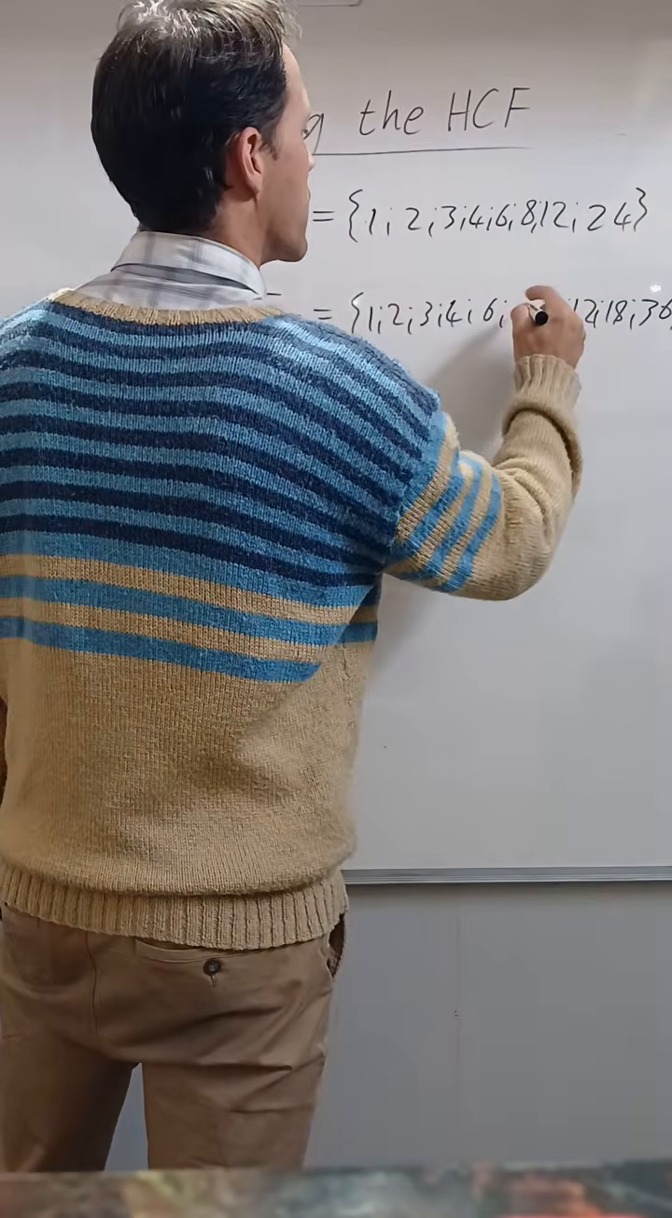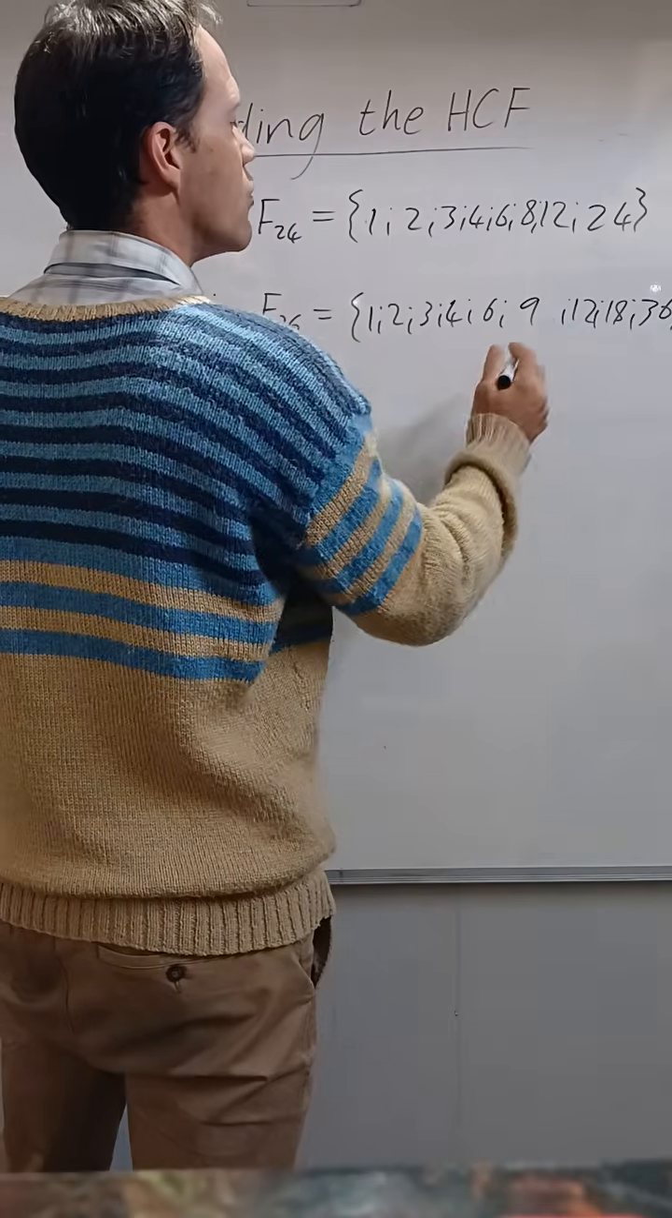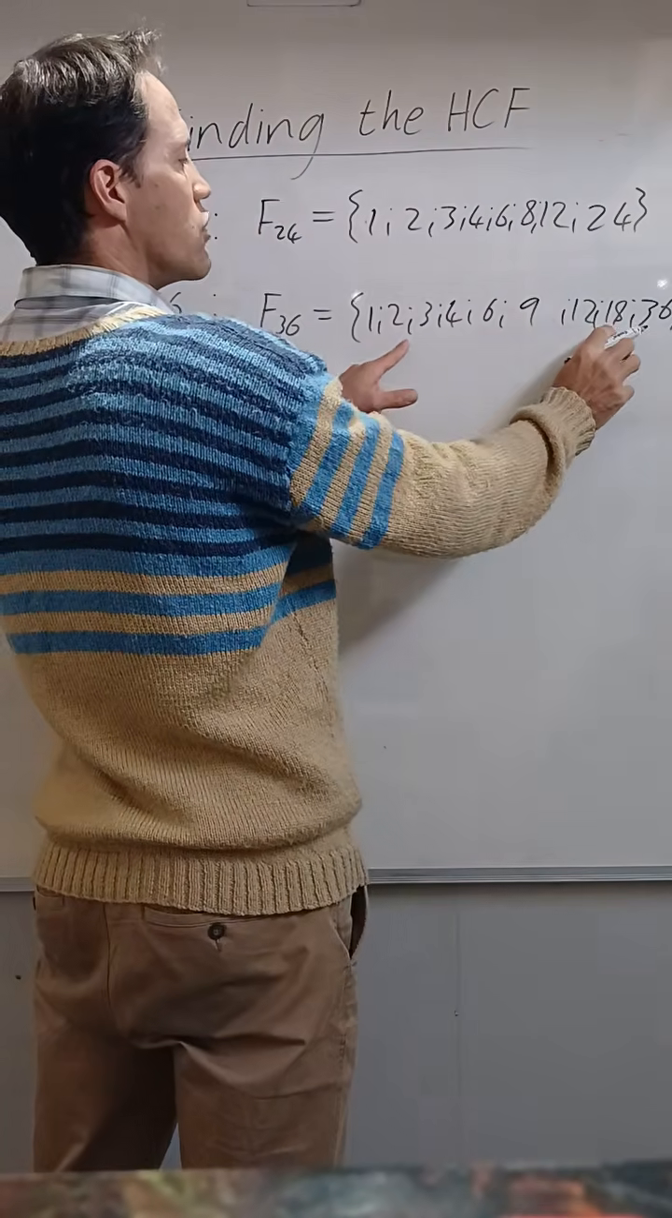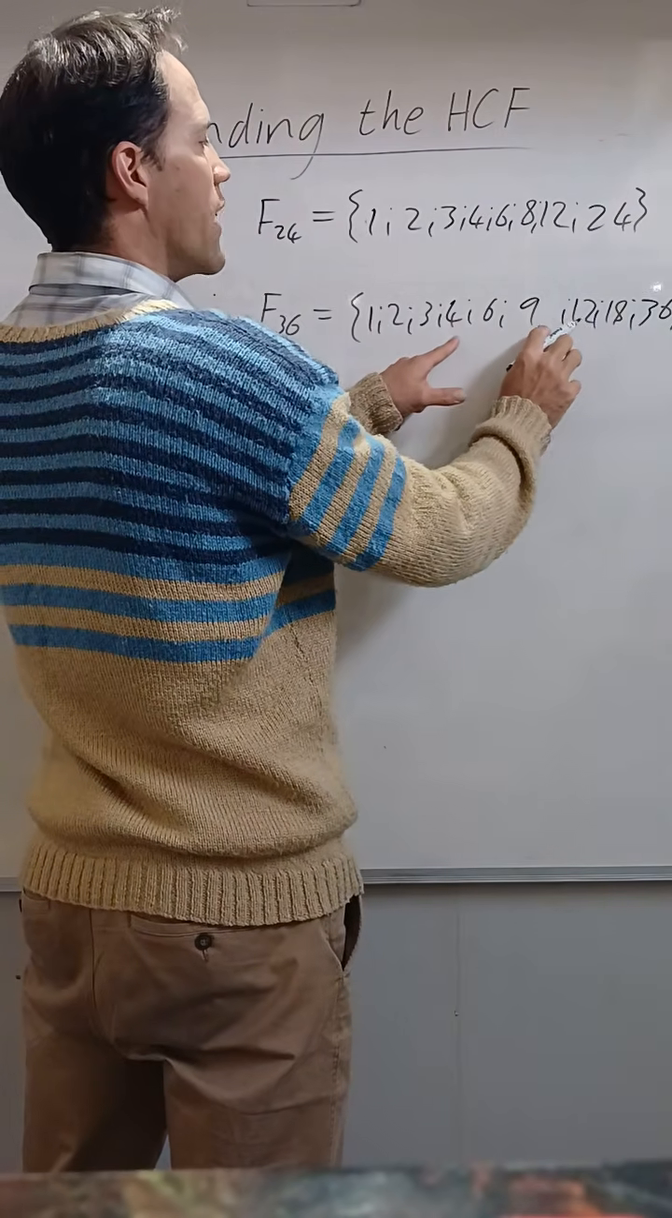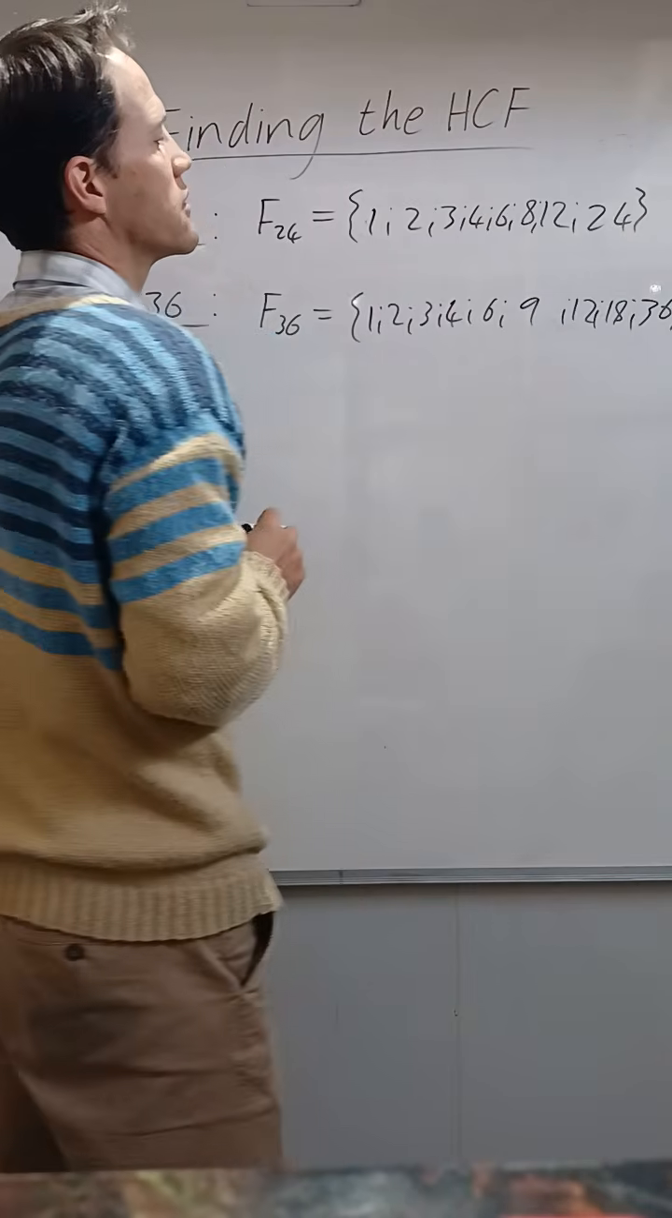We can make this one a bit bigger now. Okay, so that's all the factors. 1 times 36, 2 times 18, 3 times 12, 4 times 9, 6 times 6.